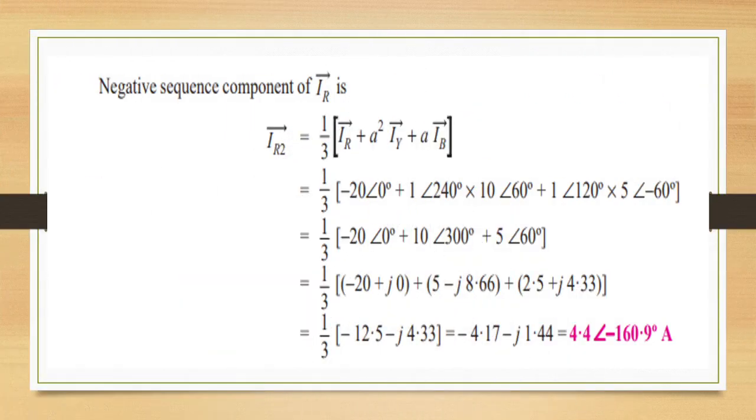Negative sequence component of IR, IR2, is 1/3 of IR plus A square IY plus AIB. So IR is minus 20 angle 0, A square is 1 angle 240, IY is 10 angle 60, A is 1 angle 120, IB is 5 angle minus 60. In rectangular form we are getting the value as minus 4.17 minus J 1.44. In polar form its value is 4.4 angle minus 60.9 degree ampere.